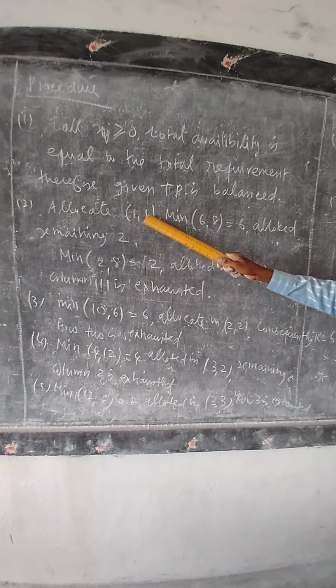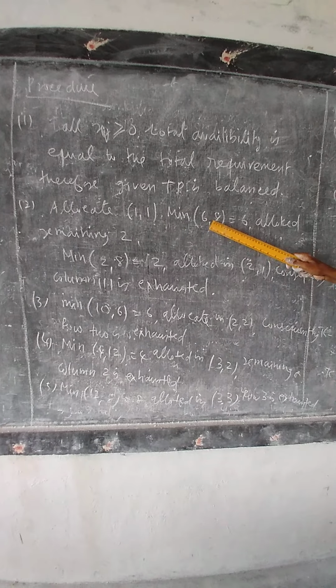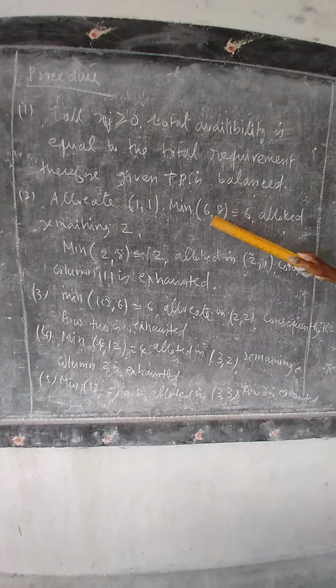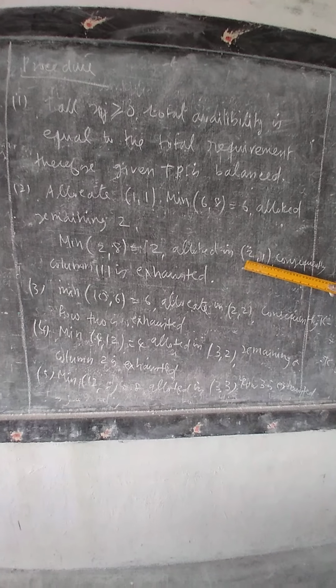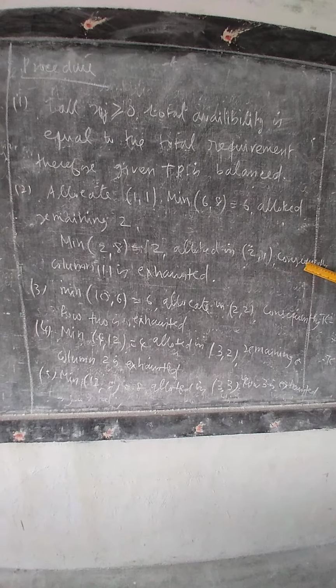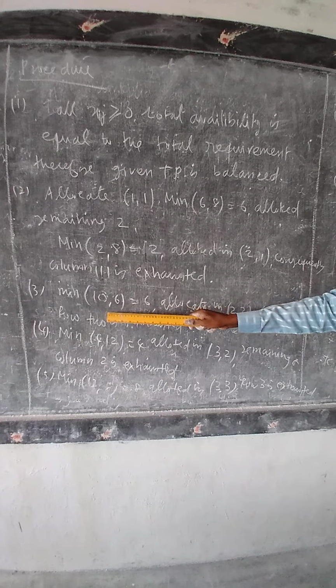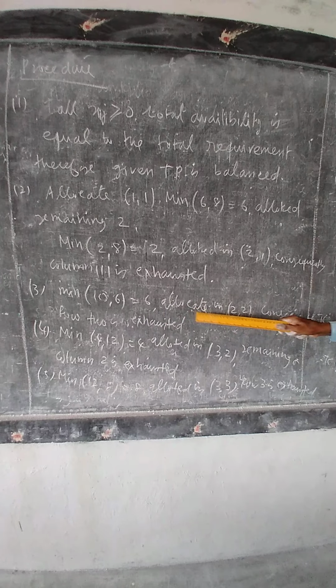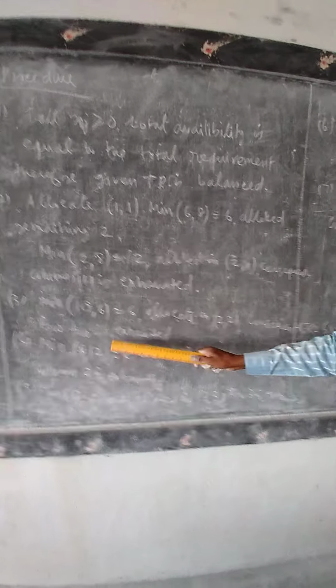From the cell (1,1), the northwest, you have to find the minimum of the availability and the requirement, 6 and 8. The minimum is 6, so you allocate 6, and the remaining is 2. Then you take the minimum of 2 and 8, and that allocation is made in the second row and the first column. Consequently, column 1 is exhausted. Then you find the minimum of 10 and 6, and 6 is allocated in cell (2,2). Consequently, row 2 is exhausted.